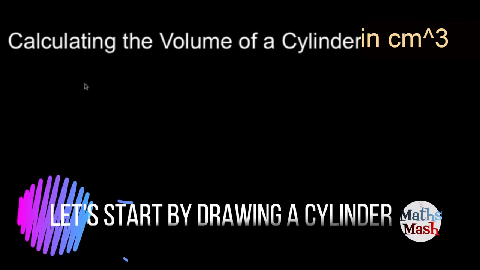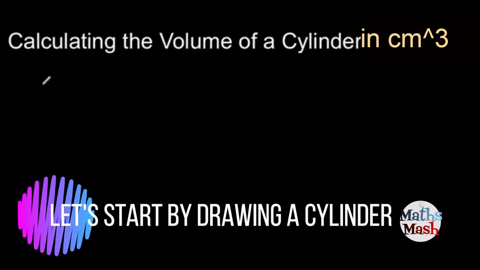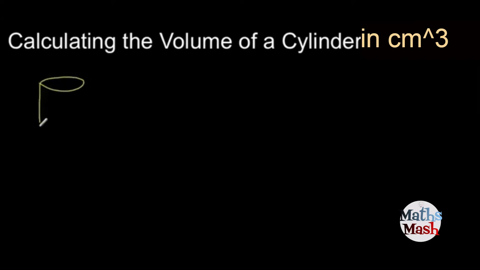All right, so let's get started by drawing our cylinder. All cylinders have a circular face at the one end and a circular face at the other. All right, and we'll need to identify pi. So pi for our purposes in this video is going to be 3.14.